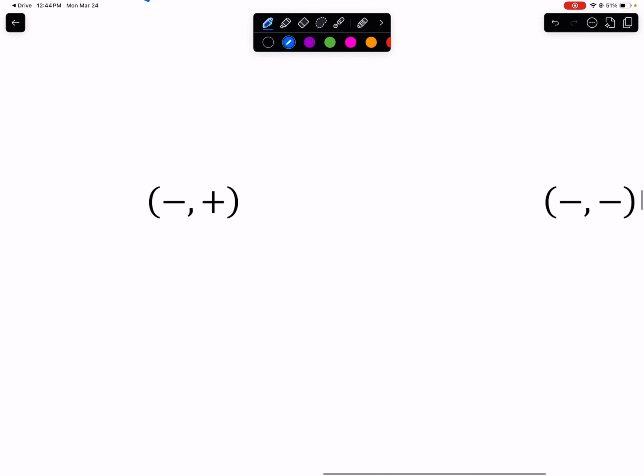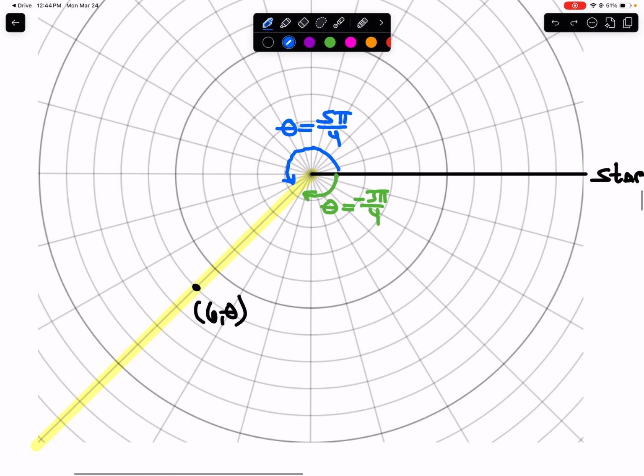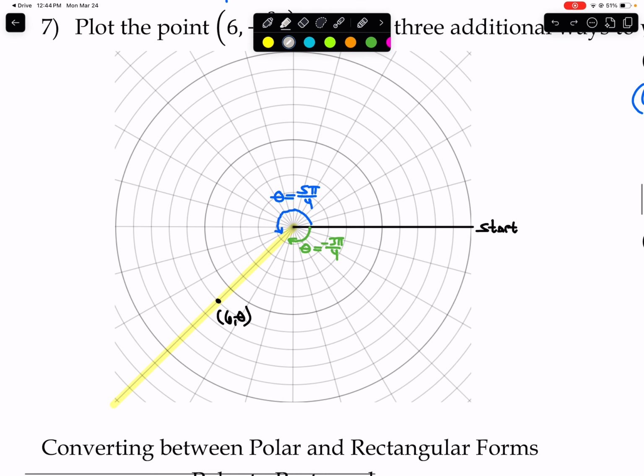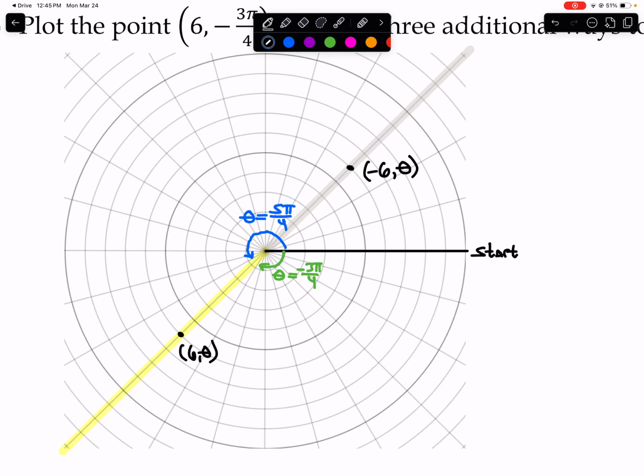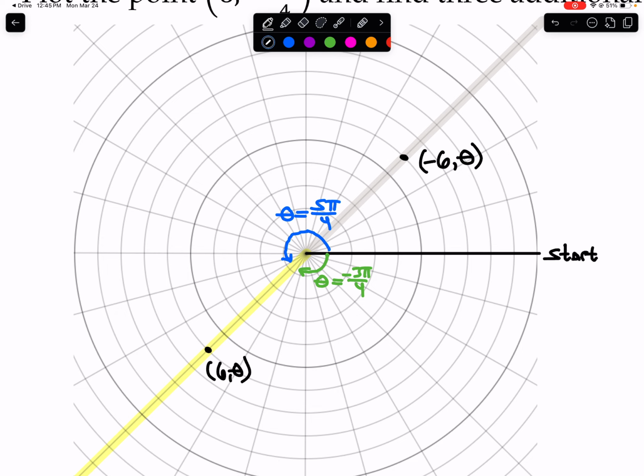Now we need to actually switch. Now we're going to look at the negative r values. So what that means is I'm going to take my little line over here, and then we're going to extend it in the other direction. Let's see if I can get the right one. So now I want to go to the 6th circle, and because I'm flipping it, it would be a negative. So now I want to find both the positive and the negative angle that correlate to that specific point.